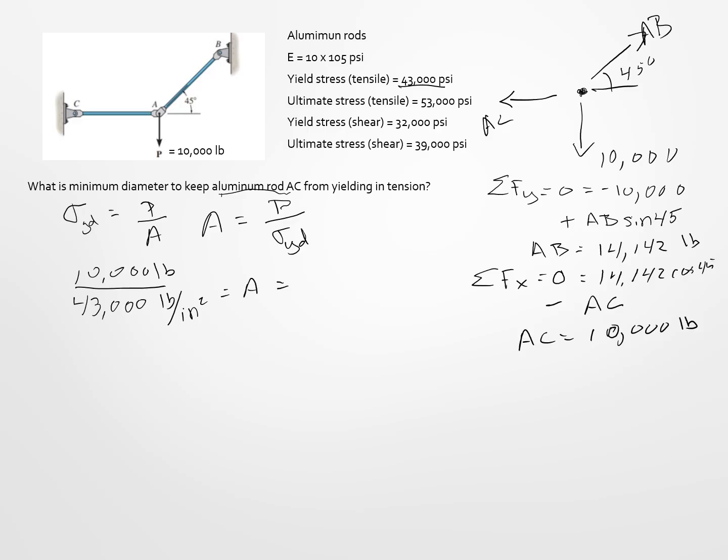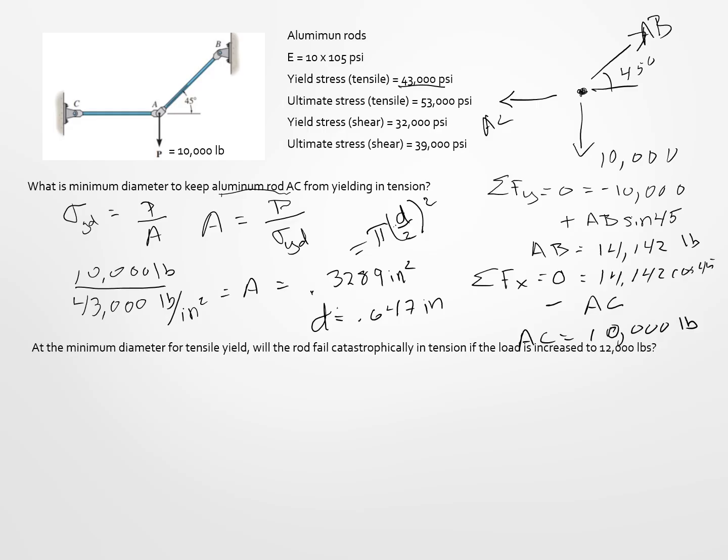And if I calculate that out, I get 0.3289 inches squared. Now the question asked, what is the minimum diameter? And so I'm going to take that and set it equal to pi r squared, where r is d divided by 2. If you set this equal to that, you get that d is equal to 0.647 inches.